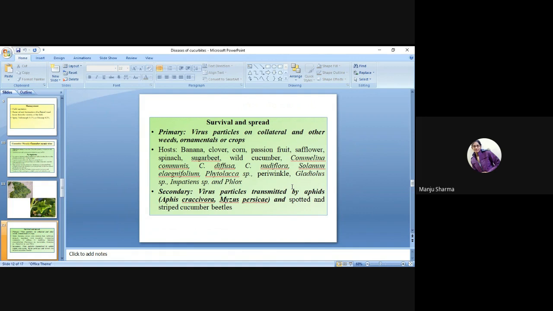The secondary spread is by virus particles transmitted by aphids.